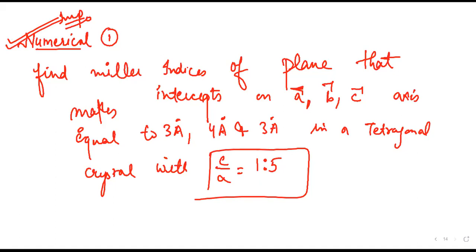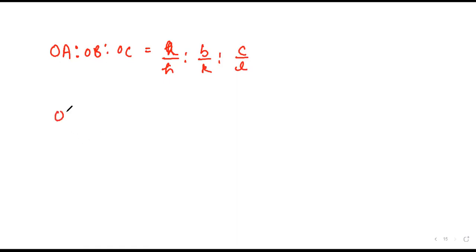So let's do it. Any doubt about what we did earlier, you can text me. So now, the rule for Miller indices is that we take a over h ratio, b over k ratio, c over l. Now the intercepts are already given: OA ratio, OB ratio, OC is equal to 3 angstrom ratio, 4 angstrom ratio, 3 angstrom.